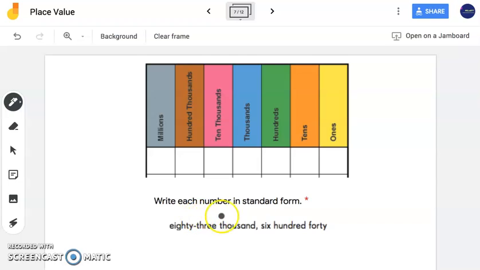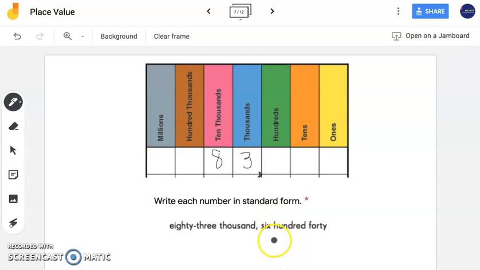Here it says write each number in standard form. Here I have 83,640. So to write my number in standard form, I'm going to use my place value chart again. I hear 83,000. So that's telling me right here 83,000 is going to go here in my 10,000s and thousands place. And there's my comma. And notice that first comma is always going to go right after the digit in my thousands place.